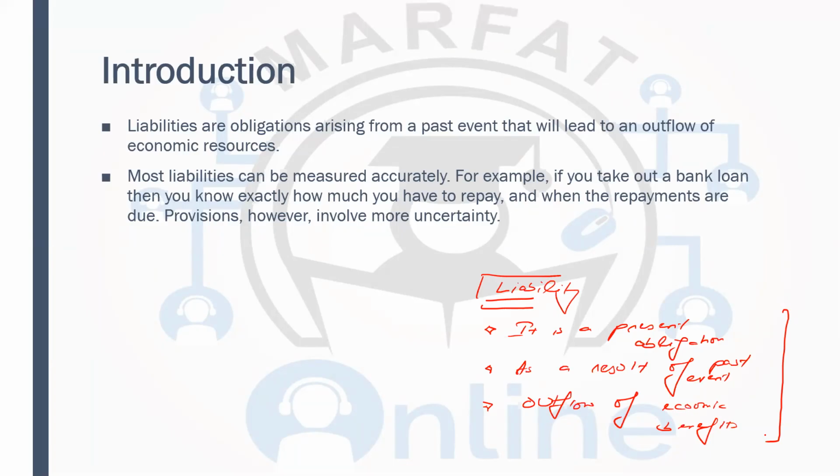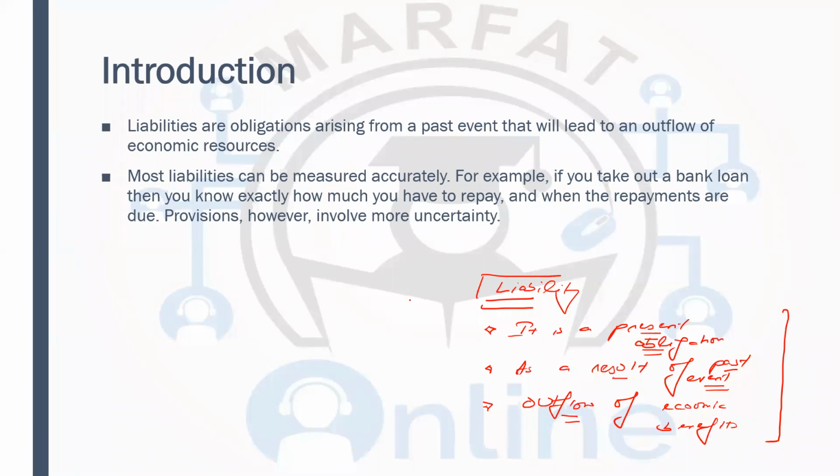Liability is a present obligation. Present obligation means that you owe this money to someone now, you have to pay, as a result of a past event. That means you have already entered into a transaction. You are not just thinking to enter, you are not intending to enter, you have already entered into a transaction, and which is going to result in the outflow of economic benefits. This was the definition which we studied earlier in your basic accounting papers.